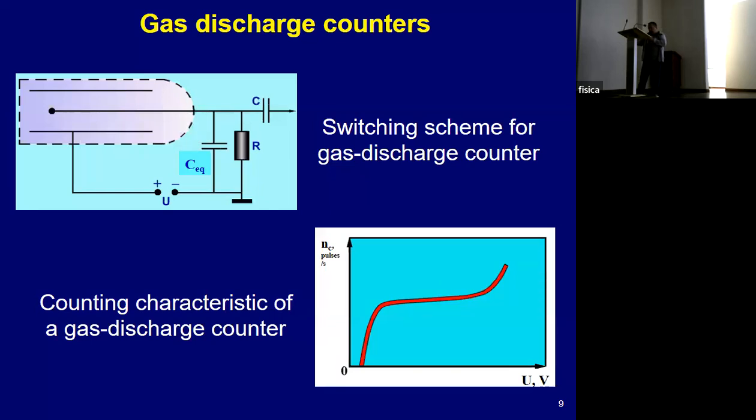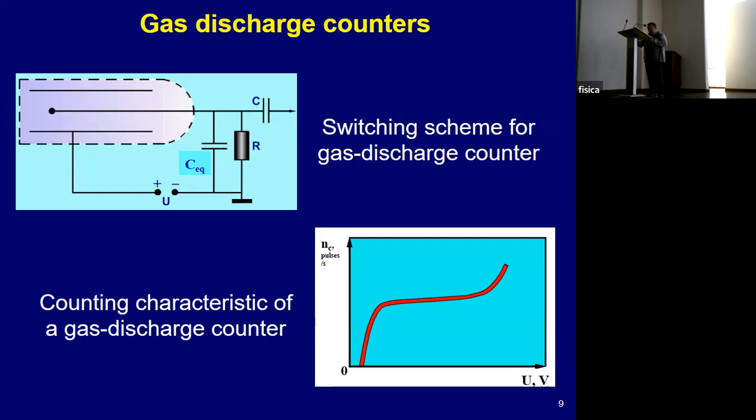When an ionizing particle passes through the sensitive volume of the detector, a current pulse appears in the circuit, which is recorded by the change in voltage across the resistance R. The dependence of the count rate N, the number of registered pulses per unit time, on voltage U, at constant radiation intensity, is called the counting characteristic of a gas discharge detector.